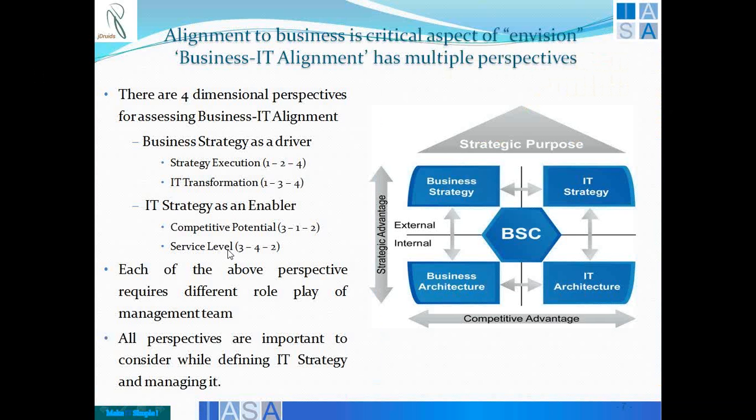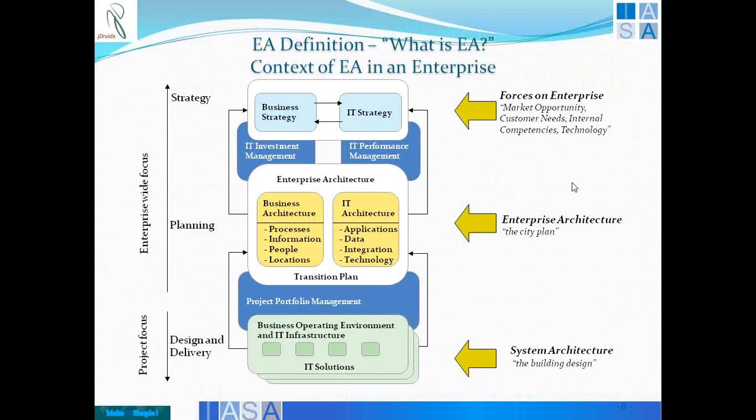Now each of them requires different role play of the management team. Who drives them? Who will be actually running the show? How do we validate them? And they're all important, in terms of defining your IT strategy and managing them. So I hope you understood these four very important boxes of strategy and how the architectures map and how you align it. But this is a little bit elaborate picture from that context.